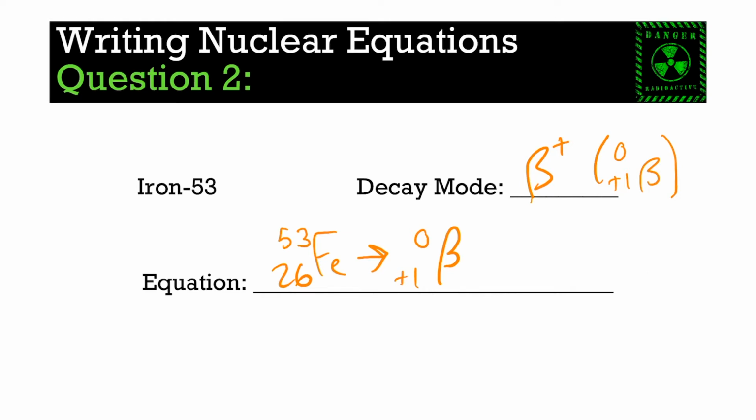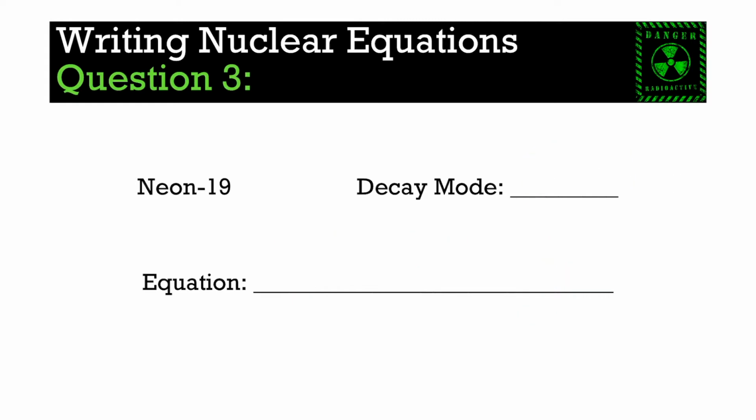Again, something plus 0 has to give us 53, so we know that's 53. Then something plus positive 1 has to give us 26, so we know that has to be 25. Element number 25 is Mn, manganese. And that's it. The more you practice this, the more it will make sense.